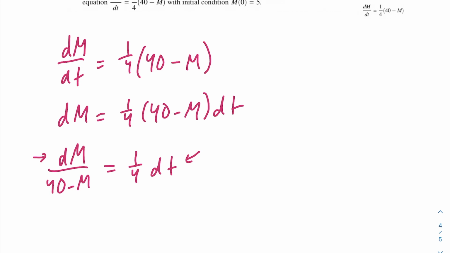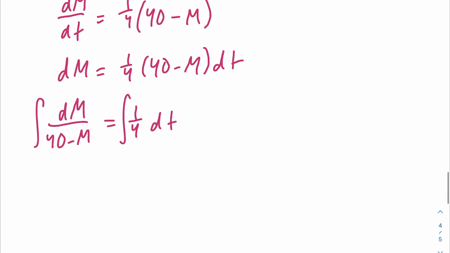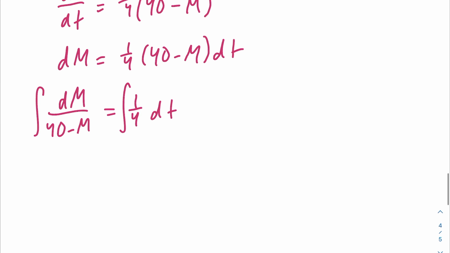So what we're going to do is take the integral of both sides. So we take the integral of that and the integral of this. Maybe you're not familiar with what the integral of dm over 40 minus m is. So we can go ahead and use u substitution here. We would say that u is equal to 40 minus m and du is equal to minus dm.